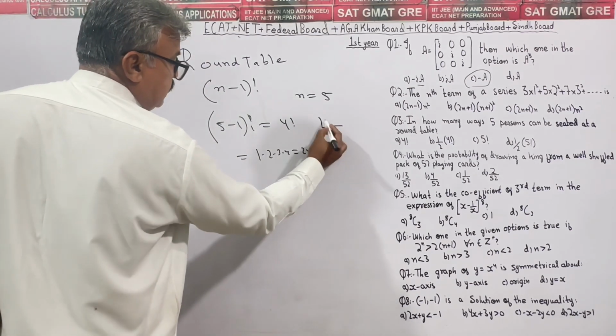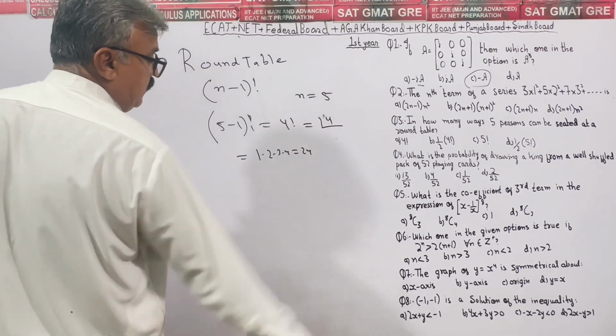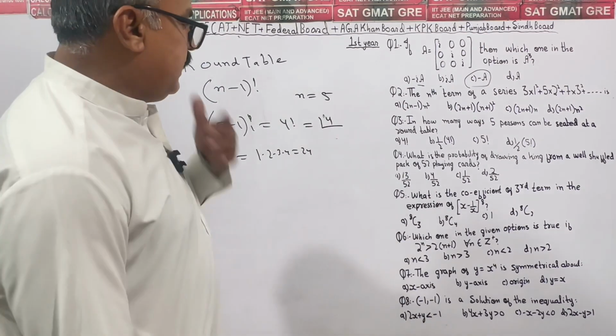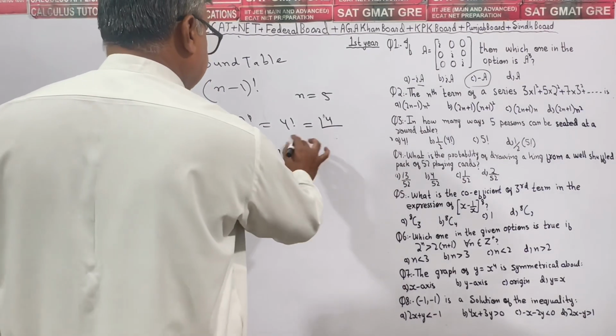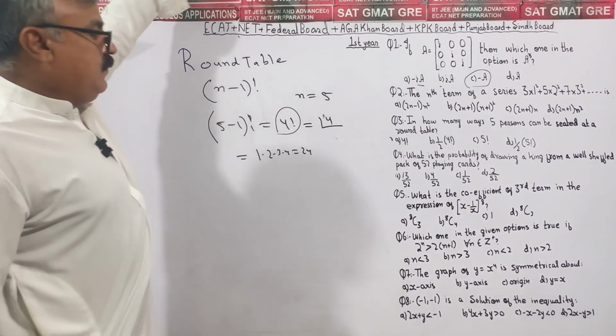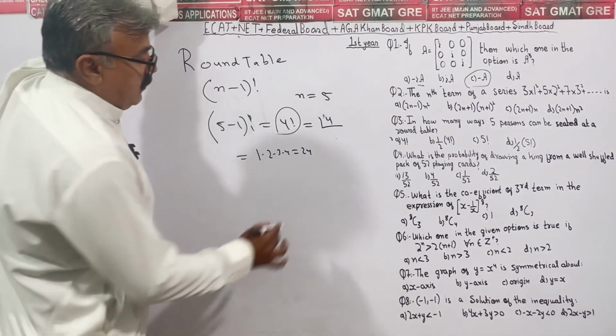Factorial can be written in that fashion as well. This is also a symbol for factorial. One must be familiar with this as well. So in that case, our option is 4 factorial, option number A.